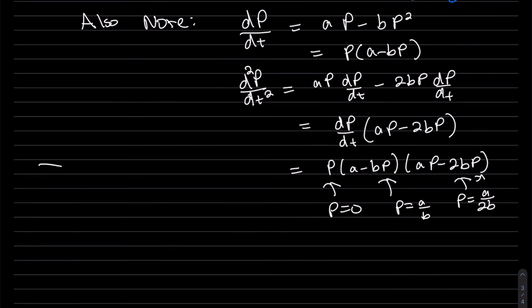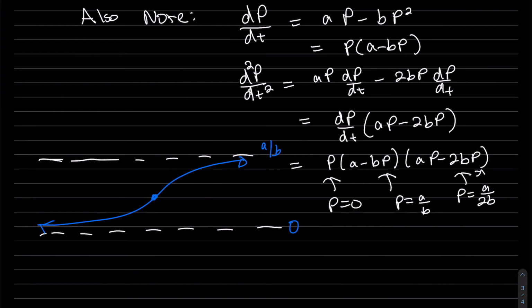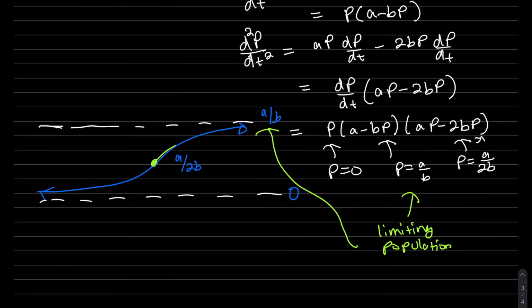Graphing it. Same graph. And this is our limiting population. It's the upper limit. And you can see here, after this point is hit, growth slows down. And this is our axis P. We have a P naught here.